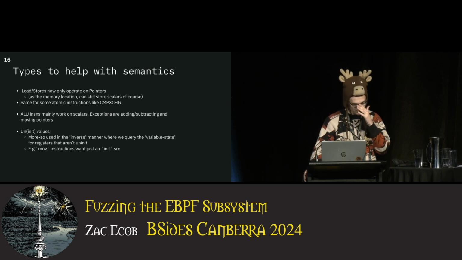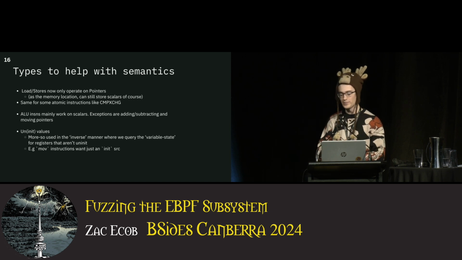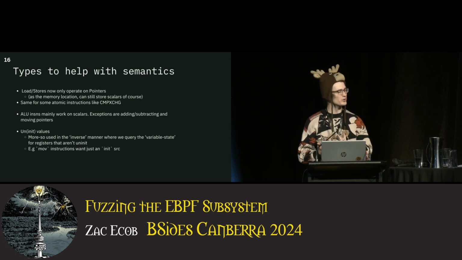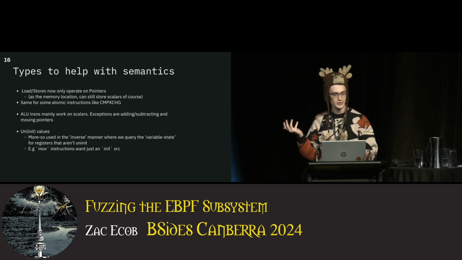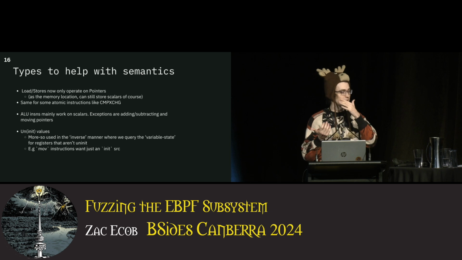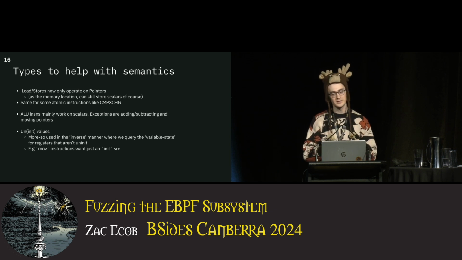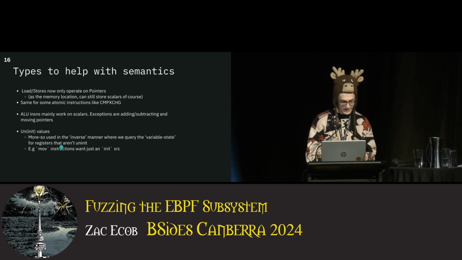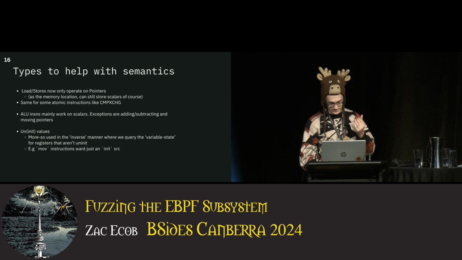in assembly? And uninit values are used in the opposite manner, in that we never want to ask for an uninitialized value, because then the verifier is going to be like, what are you doing? But we can do it in the inverse manner when querying the variable state: say, hey, give me a register of any type as long as it is initialized. The example for that is the move instruction. As long as the source register is initialized, it's fine to move that to the destination register.